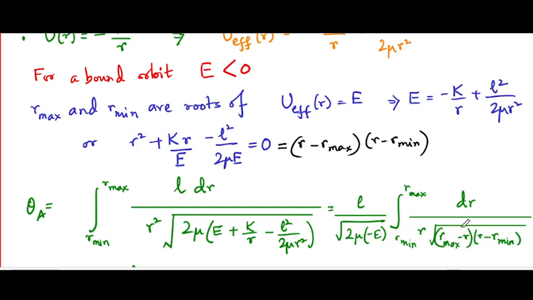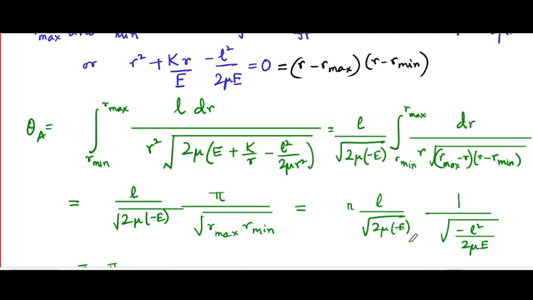And of course the switch of the sign is a good thing because Rmax minus R and R minus Rmin are both positive quantities when R is within this limit of integration. So there will be no issues with a negative square root here. Now this integral is one that can be evaluated pretty easily. This is the standard integral and its value happens to be pi over square root of Rmax times Rmin.